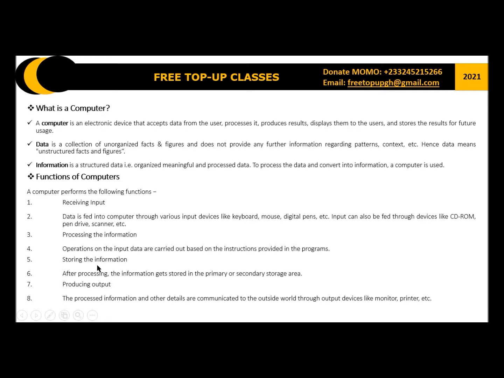So number five, storing the information. The computer stores information for a very long period. Number six says that after processing, the information gets stored in the primary or secondary storage area. These things we will come to know about, the types of computer storage devices. Number seven says produces output, and number eight says that the processed information and other details are communicated to the outside world through output devices like monitor and printer.